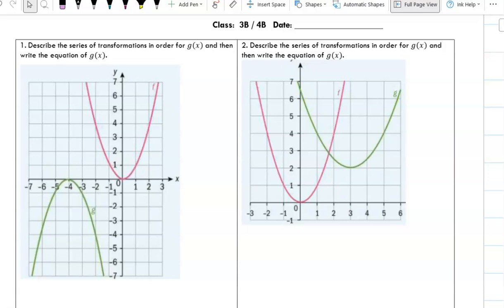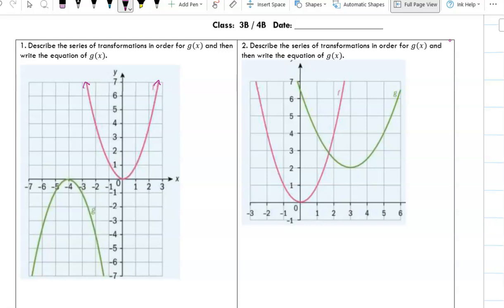Okay, describe a series of transformations. The pink, you didn't have a pink one because it wasn't colored. Anyways, pink is the parent function, and these are quadratics. Describe the series of transformations in order for g of x, and then write the equation of g of x. So I gave you the parent function, here's g of x.